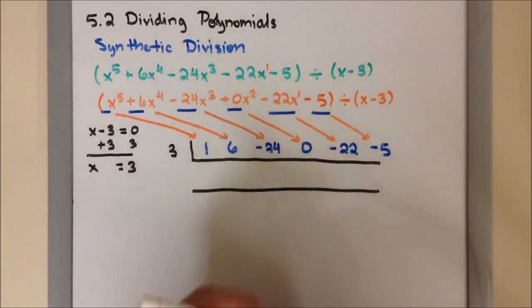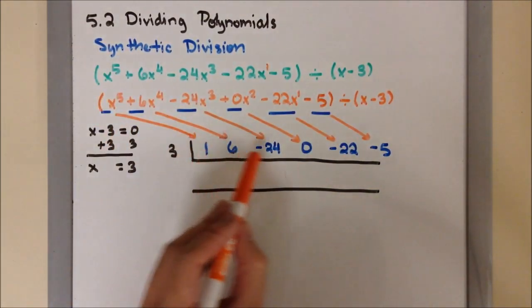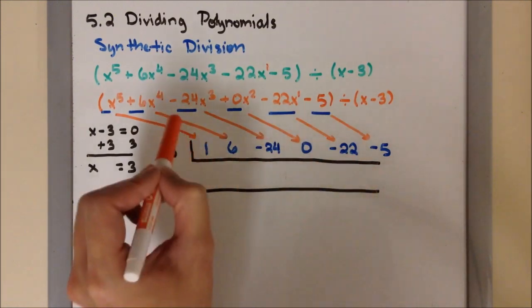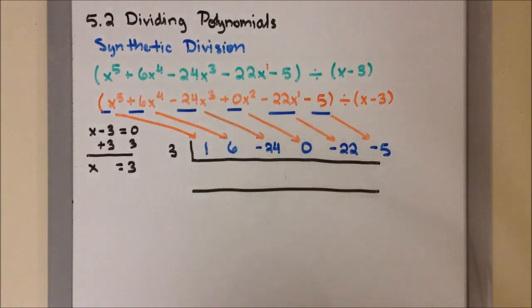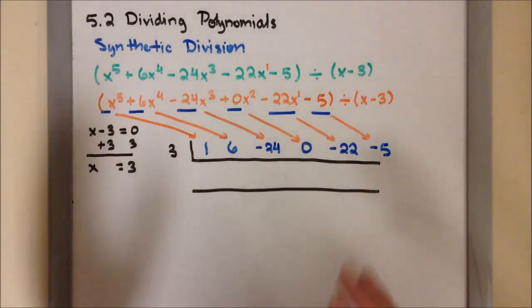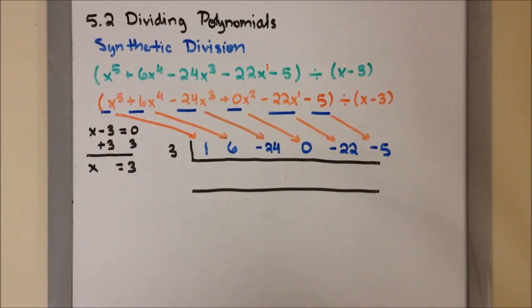So I drew arrows saying that I just pull the coefficients and fill in this little L shape box for synthetic division. Just the coefficients, meaning just the numbers. No need for variables. You'll need them when we are writing out your final answer.